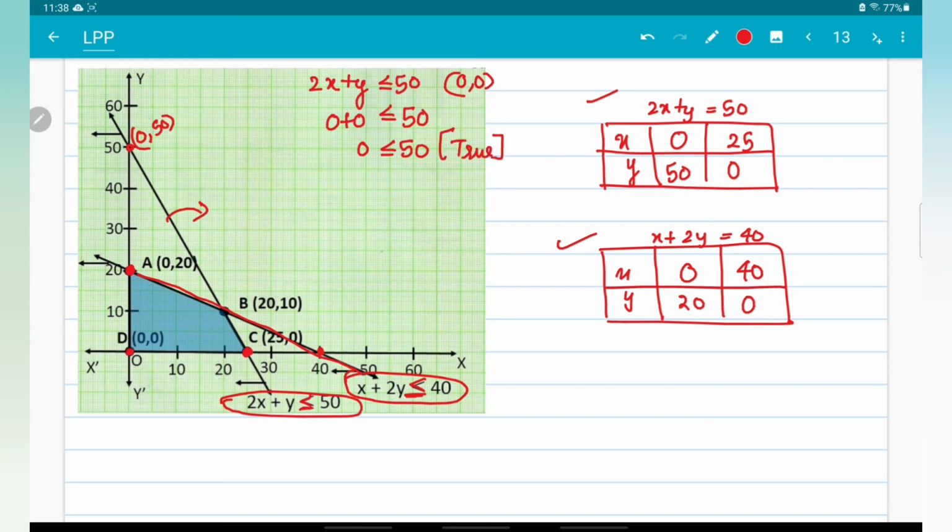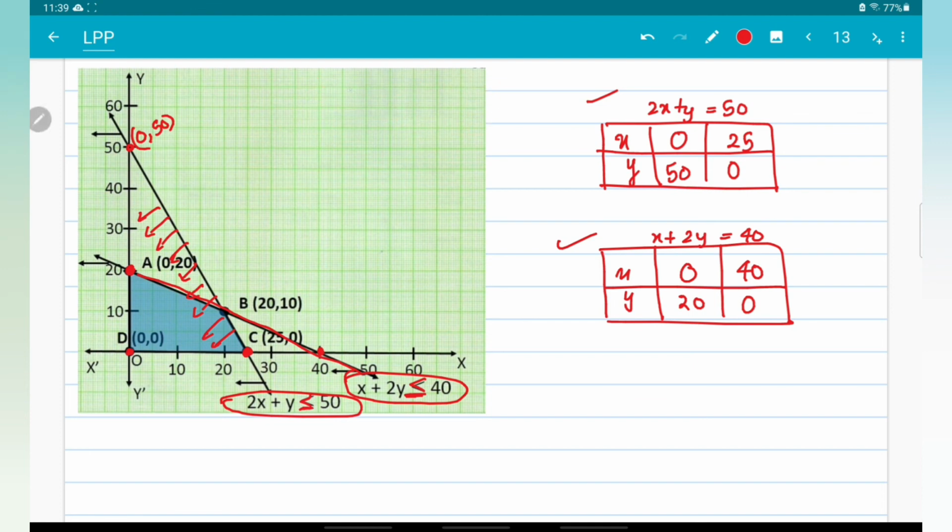Now since 0 is less than 50, I'm going to shade towards that point 0, 0. Now I'll check the second inequality. The second inequality was x plus 2y less than or equal to 40. Again I'm going to take this point 0, 0 and check for the feasible region.